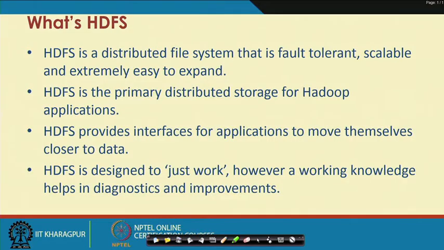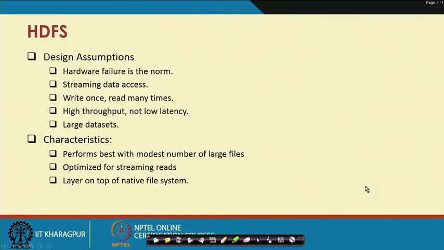The Hadoop distributed file system is designed to just work, that is, you need not know the internal functioning or how exactly it is designed. But if you know the design and internal functioning, then you can better utilize the Hadoop distributed file system, and also better debug the programs that use it.